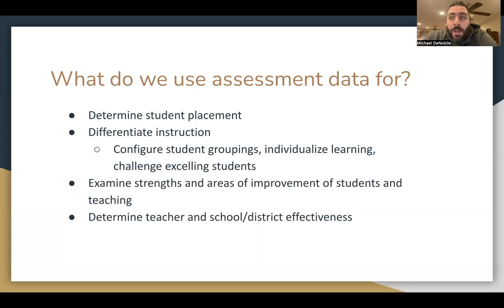So for example, if we give an assessment and we analyze the data for that particular assessment, we're going to look at how each individual student did on that assessment to then determine for a follow-up lesson if we have to reteach certain students, if we have to allow students more practice, or maybe you have a group of students who are excelling and don't need to be retaught. And so we're going to give them a challenging assignment in the follow-up lesson. And it's also to challenge excelling students and also to challenge students in general.